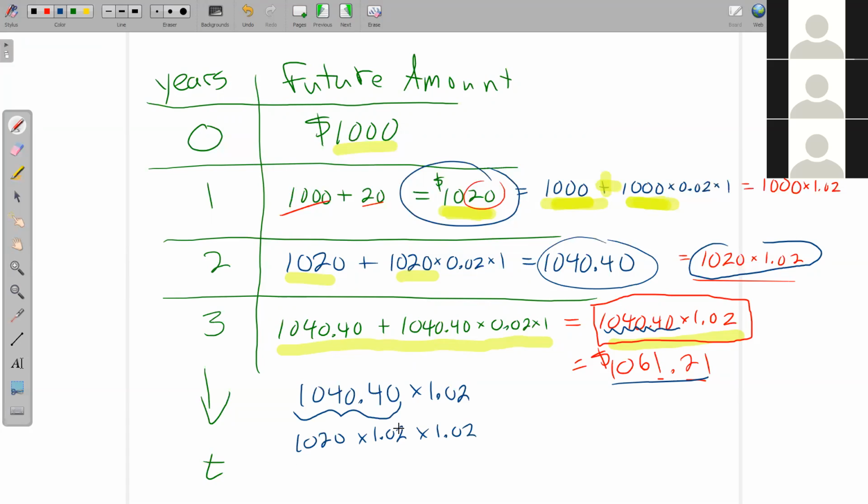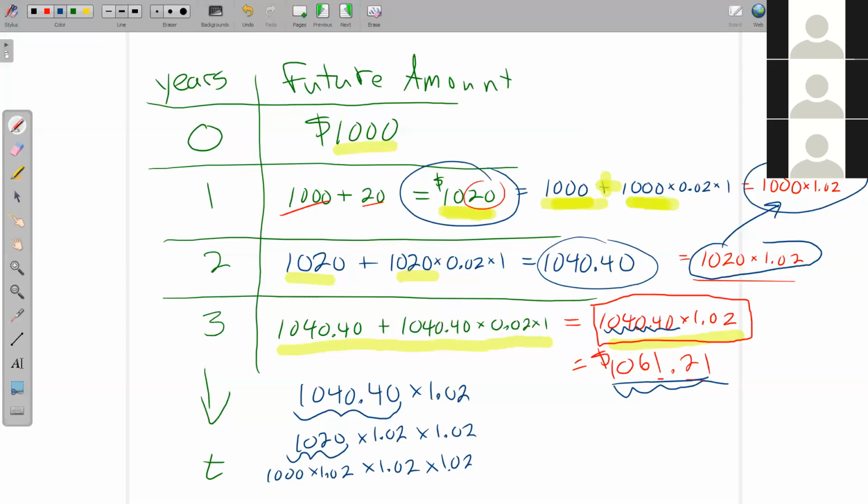Where did the 1,020 come from? Well, it came from taking 1,000 times 1.02. So this part right here was 1,000 times 1.02. And then I still have those other 1.02s hanging out. So my claim is that if on a calculator right now, I took 1,000 times 1.02 times 1.02 times 1.02, I'd still get this $1,061.21.